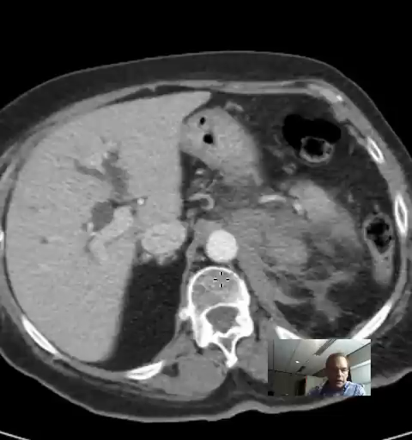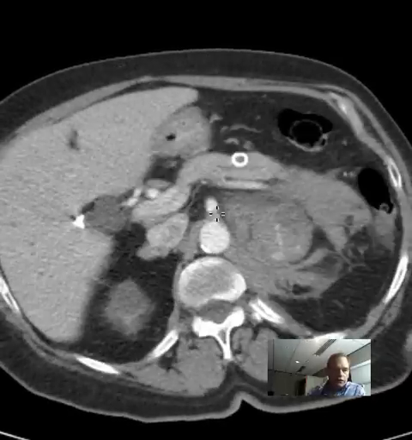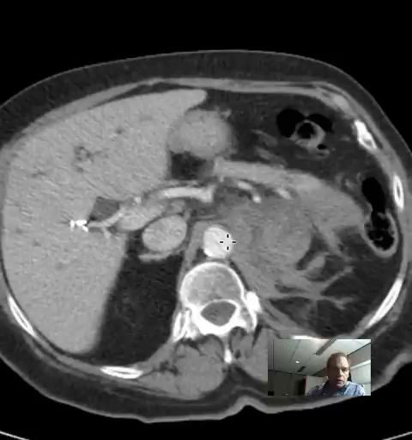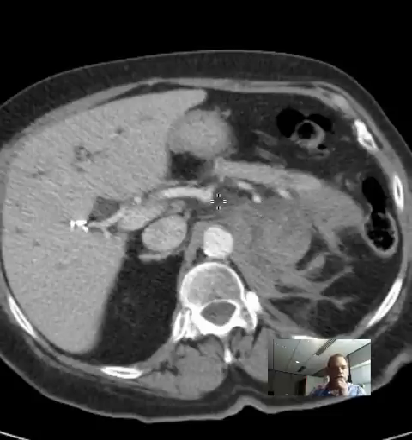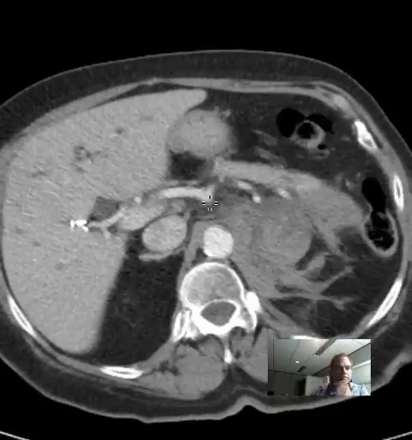So if we go up high enough and we look for the first branch, which is right here off the aorta, you see it branches and it gives off the hepatic artery and the splenic artery. It also gives off the left gastric artery, which is smaller, and it's probably that little doohickey there. So this is the hepatic artery.